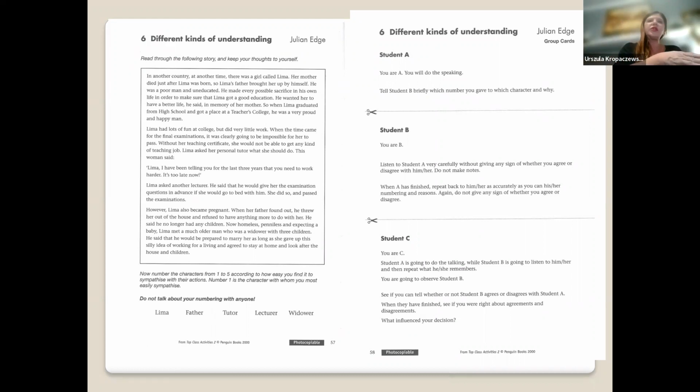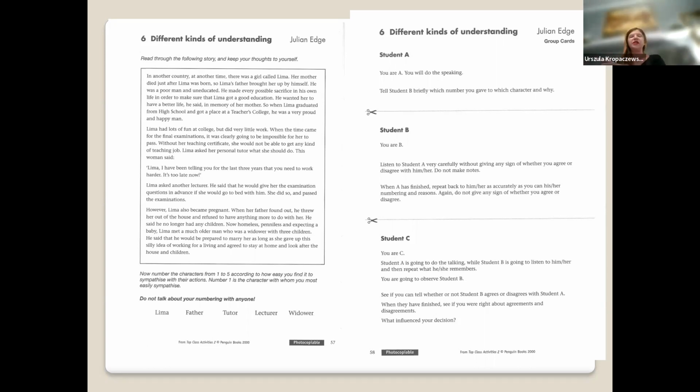Again, we have got a text, and we have to put students into groups of 3. Student A reads the text. Student B listens to student A talking about the text, and student C is to observe student B and is to say if student B understands or not. It's a kind of activity.